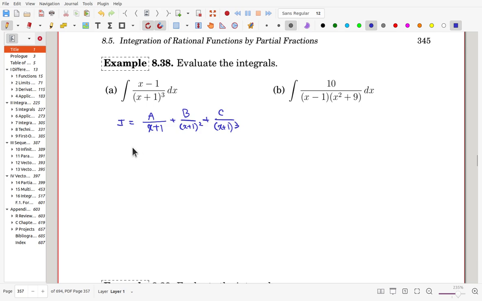In order to do that, let's combine them. Then the common denominator must be x plus 1 cubed, and for the top, for the first one, A times x plus 1 squared, for the second one, B times x plus 1, and for the third one, simply C. So here, for the coefficient of x squared, there must be A, only A.